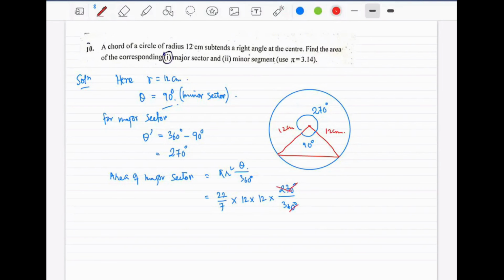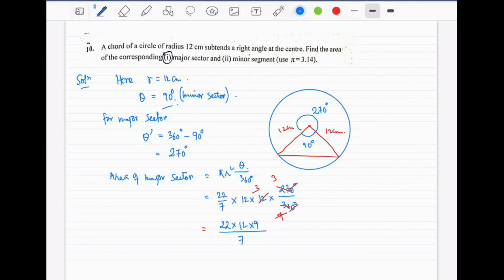0 and 0. 9 3s are 27. 9 4s are 36. 4 3s are 12. What is remaining there? 22 into 9, 12 into 9 divided by 7. 22 is right here. 12 is right here. If you multiply these 3 and 3 written in red, 3 3s is 9.